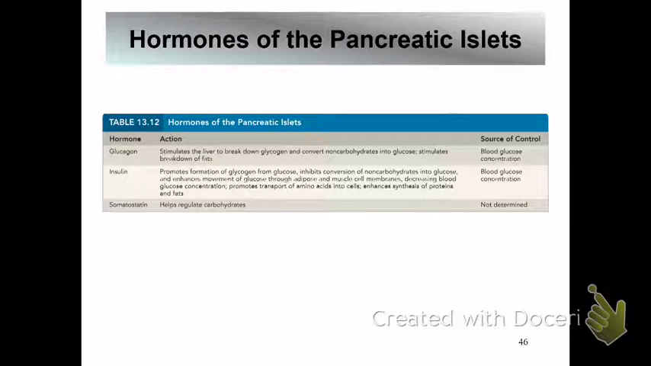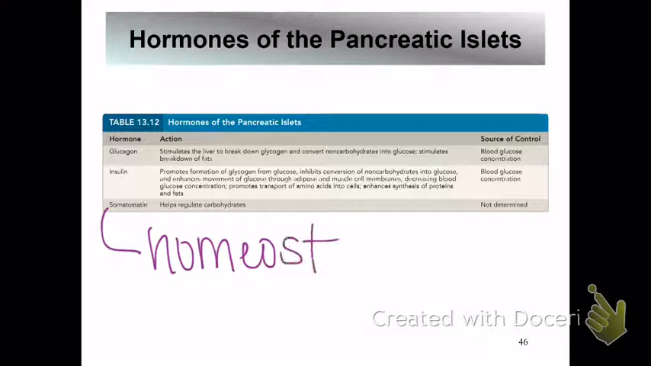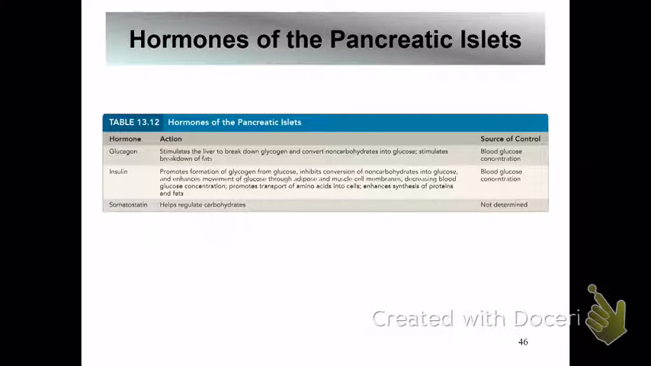Okay, somatostatin, it just helps to regulate both. It just kind of holds them steady. So besides somatostatin, write in homeostasis. It just kind of helps out insulin and glucagon. Just maintaining it.